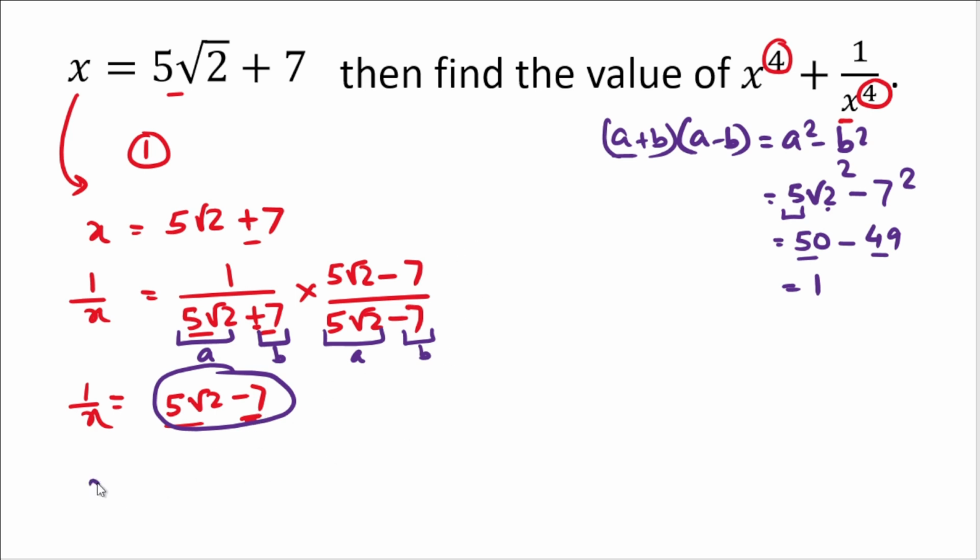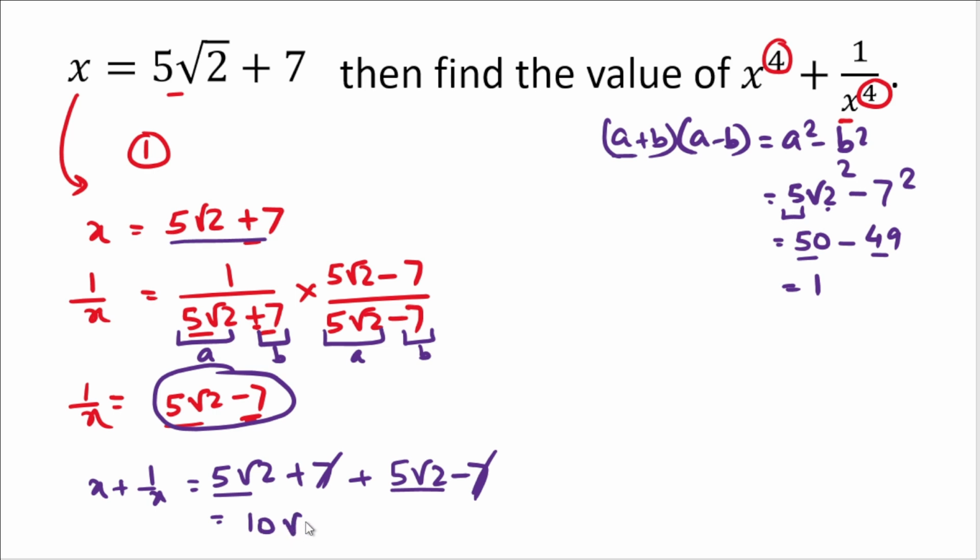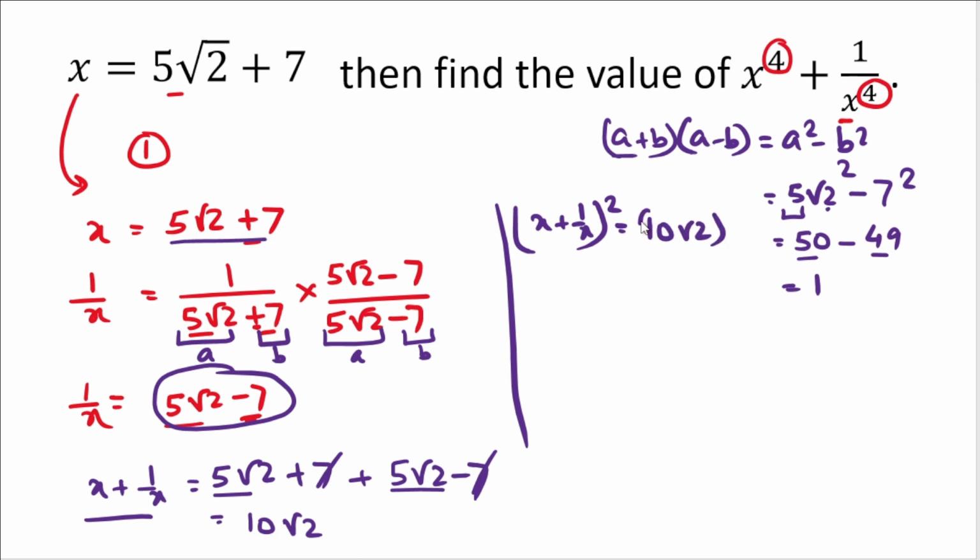Now from here we can calculate x plus 1 over x. We'll add the x value, that is 5 square root 2 plus 7, and the value of 1 over x, plus 5 square root 2 minus 7. So here minus 7 and plus 7 are eliminated. So we have 5 square root 2 and 5 square root 2, that is 10 square root 2. In the next step we will square both sides. So it is x plus 1 over x squared, and on the right hand side we have 10 square root 2 and its square also.